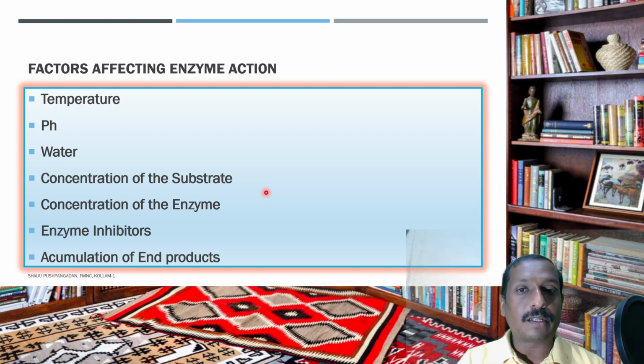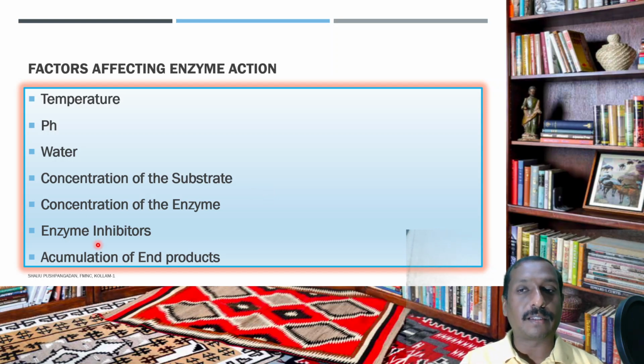So the concentration of substrate is another factor. If the concentration of substrate is increasing, the rate of enzyme action is increasing, reaches a maxima, and then remains stationary. Okay, then concentration of the enzyme is again another factor. Again, the concentration of the enzyme also will increase the rate of enzyme action. If the concentration of enzyme is increased, the rate of enzyme action again will be increased, reaches a maximum, and then it remains stationary.